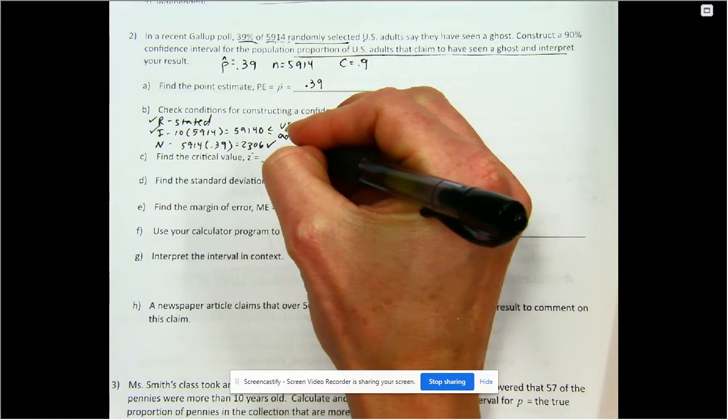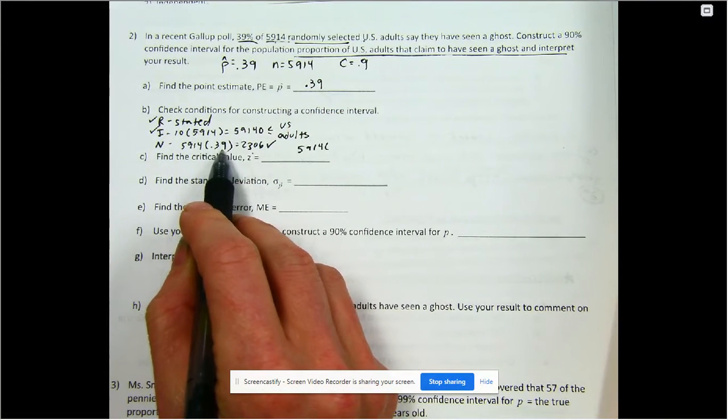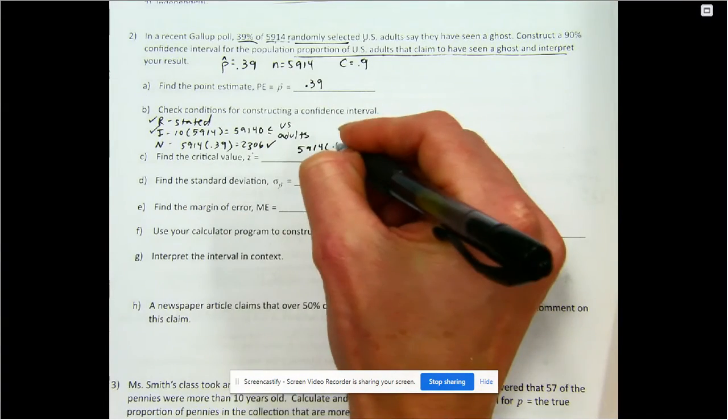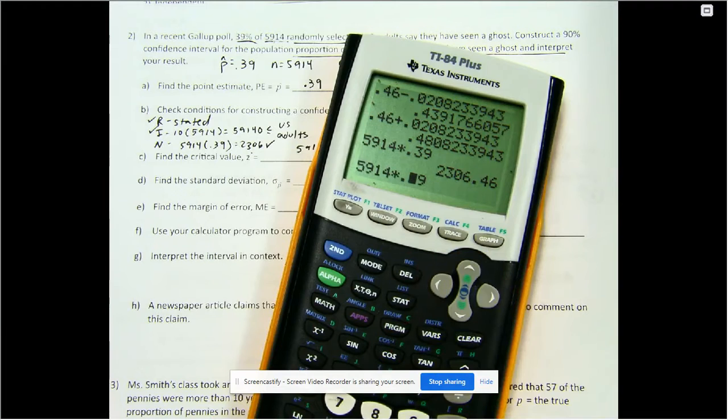And then I'll do the same thing in 5914 times 1 minus that, so 0.61. I'm just going to come up here and grab this guy, 0.61.